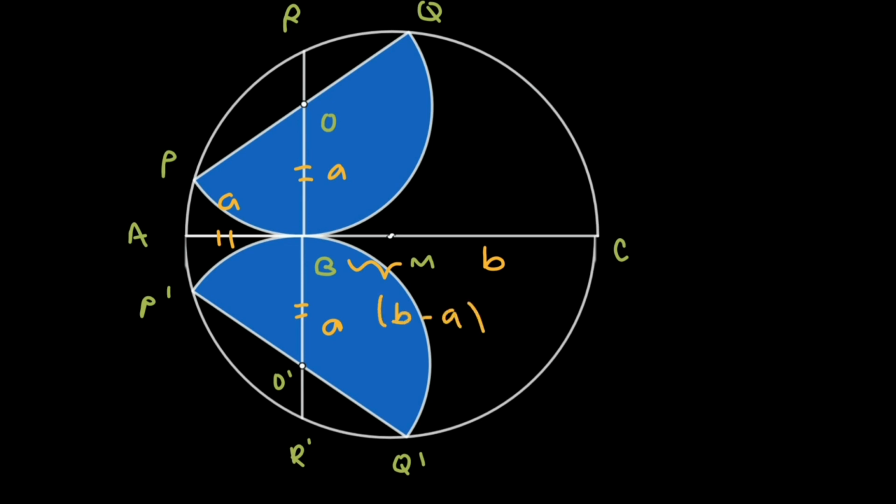Now further I will add one more variable, that is the distance RO. I will take it as a variable X. And as the diagram is reflected along the diameter of the bigger semicircle, the distance R prime O prime would also have a length X. The distances OQ and OP were equal to A, that is the radius.